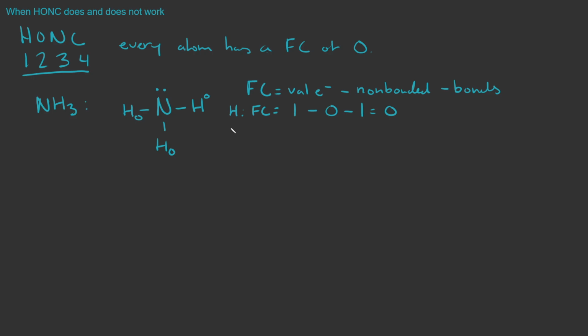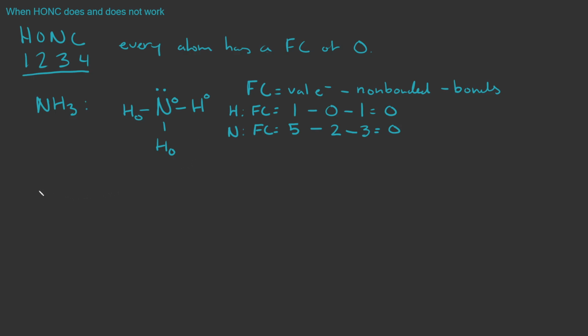Then we look at the formal charge of nitrogen. Its formal charge is equal to 5 valence electrons, minus 2 non-bonded electrons, minus 3 bonds. So it has a formal charge of 0. Anytime you have a simple molecule like this where we use HONC, we assume every single element has a formal charge of 0.